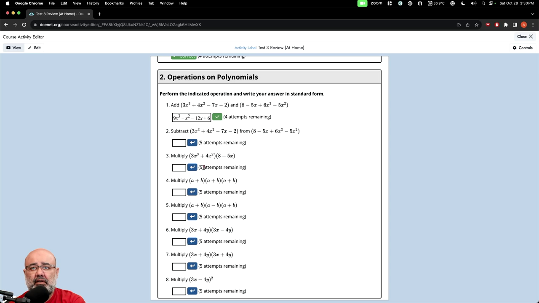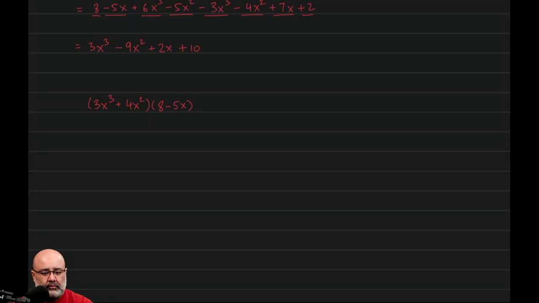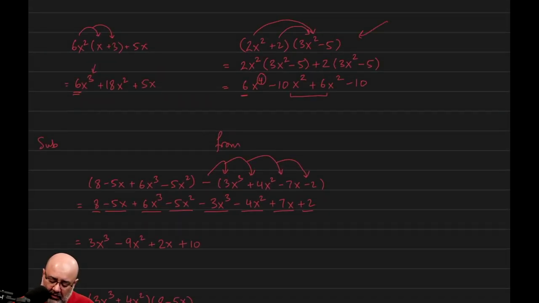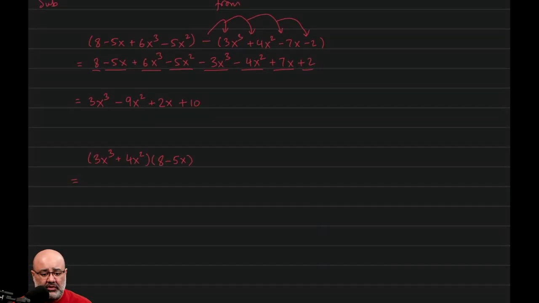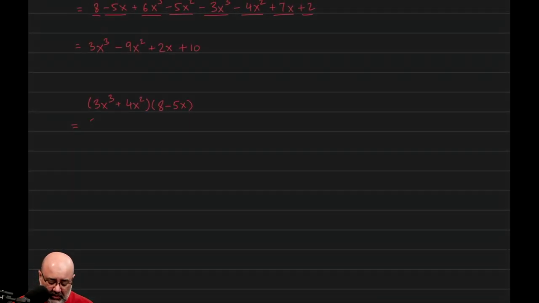for this question. For multiplication, you would just FOIL term by term. I guess I'll do it. So here, we would again do exactly what we did right here. It's the same exact type of question. Nothing really changes. The procedure remains the same. So we multiply 3x cubed by 8 minus 5x first, plus then we multiply 4x squared by the same quantity, 8 minus 5x. And now we distribute term by term.